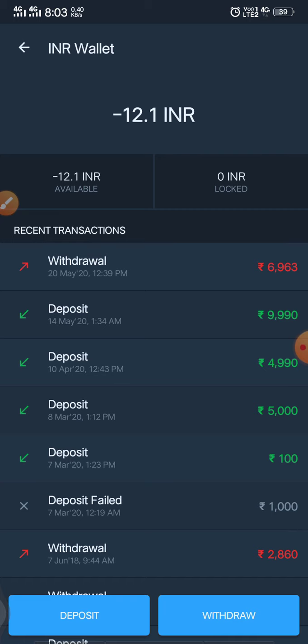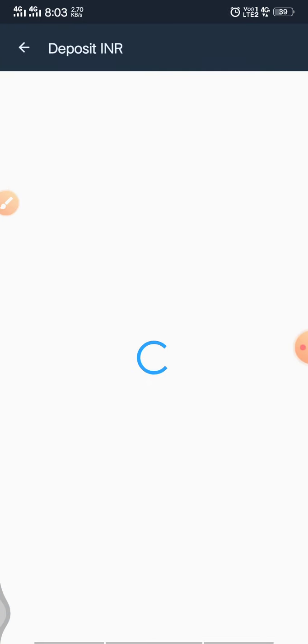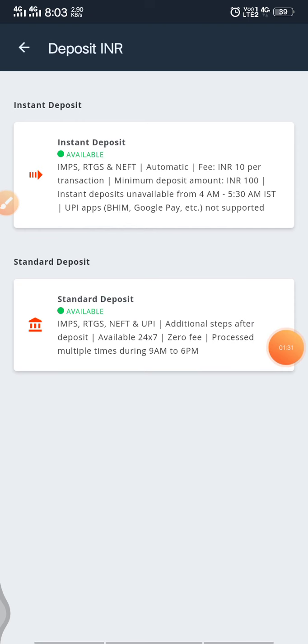Okay, so if you want to deposit your money, click on deposit and it will show you two options, like an instant deposit and a standard deposit. In the instant deposit, it will charge only 10 rupees and your money will be deposited immediately, within a few minutes or seconds. Okay, and the standard deposit will take 24 hours or as earlier. So the best way to deposit your money is instant deposit.